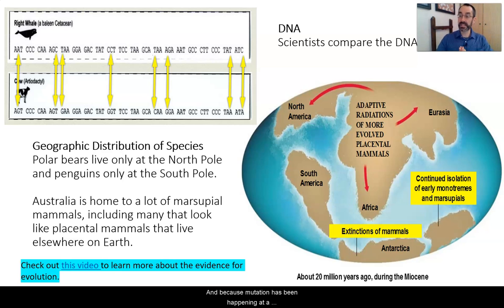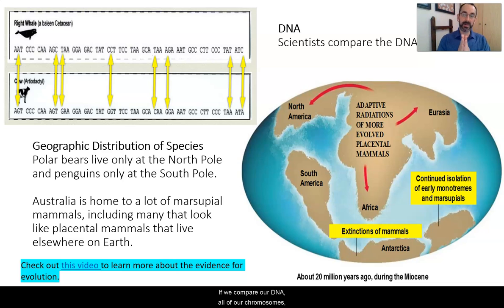And because mutation has been happening at a constant rate, it tends to be about 1 in every 10 billion times that you replicate, that you go through mitosis for each nucleotide. So very, very rare, but remember you have billions of cells, so you have undergone mitosis billions of times. So you actually have a few new mutations just in you.